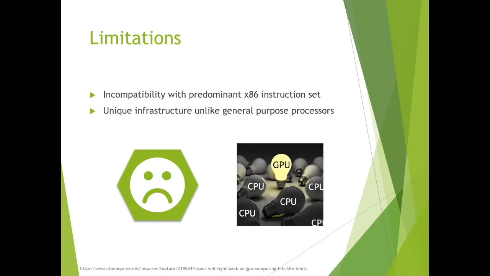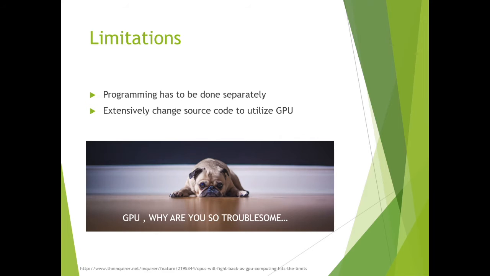Other limitations include the unique infrastructure of the GPU, unlike general-purpose processors such as the Intel cores that everyone is familiar with. And due to its unique structure, programming has to be done separately, which leads to extensive changes in the source code in order to utilize the GPU.